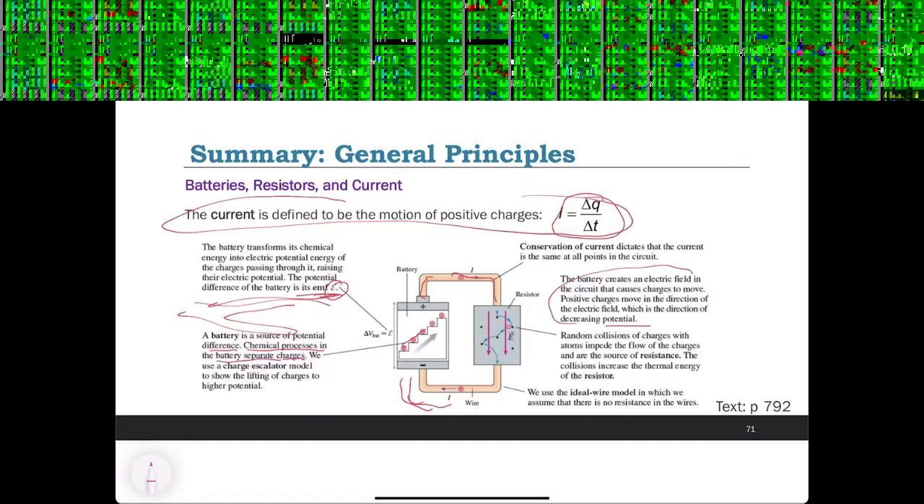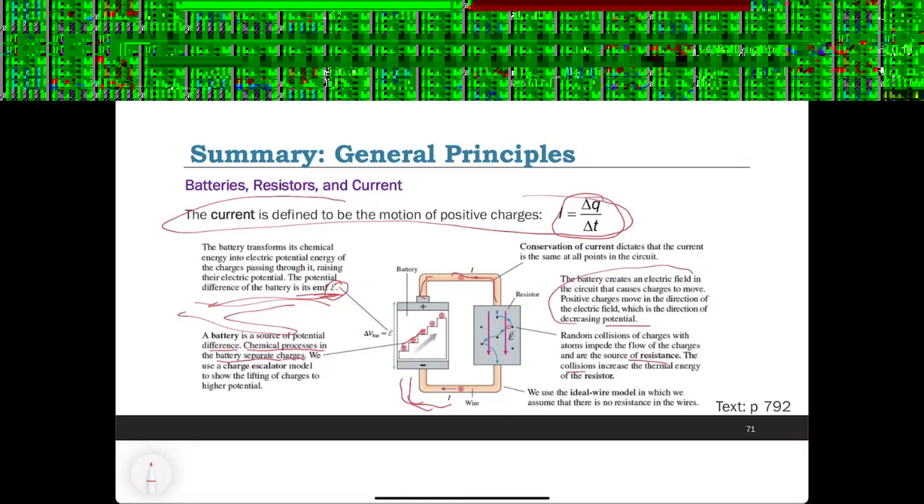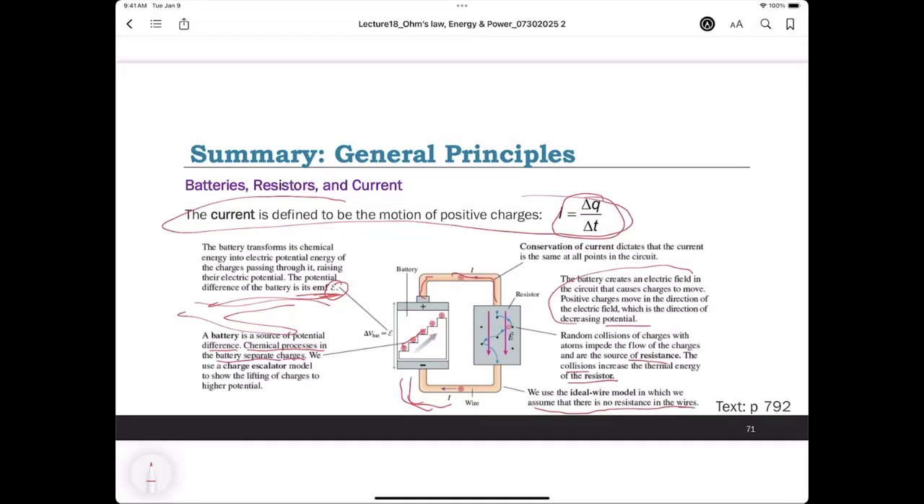Random collision of charges with the atoms impede the flow of the charges and are the source of resistance. The collisions increase the thermal energy of the resistor. We use the ideal wire model, in which we assume that there is no resistance in the wire. We talked about this in the last class and this class.